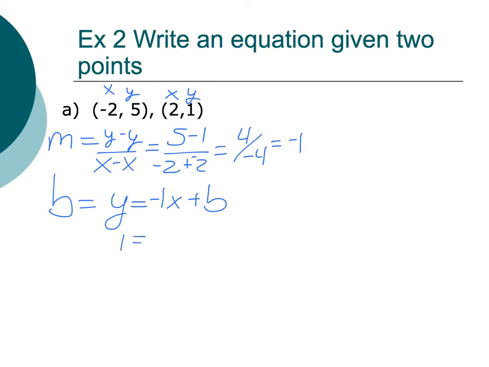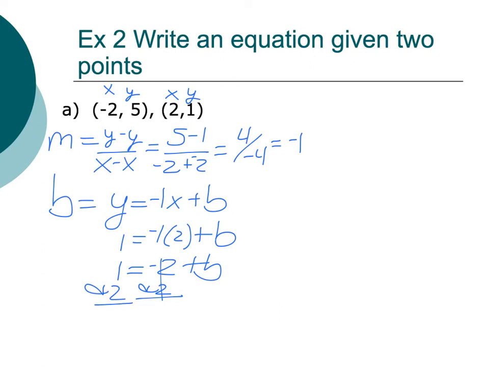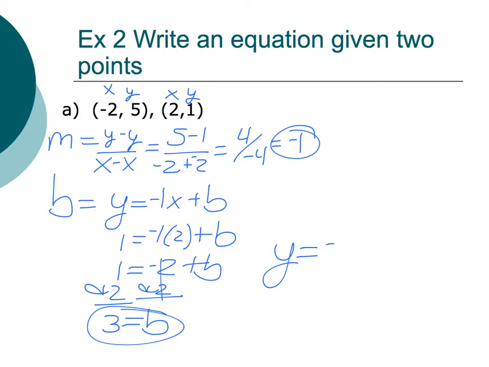So for y, I put in 1. For x, I put in 2, plus b. Negative 1 times 2 is negative 2 plus b. We're going to add 2 to each side. 1 plus 2 tells me that b is 3. I have m, I have b. Write the equation. Y equals negative 1x plus 3.